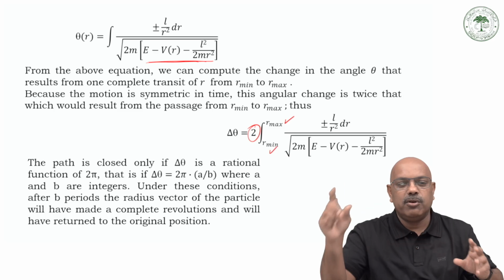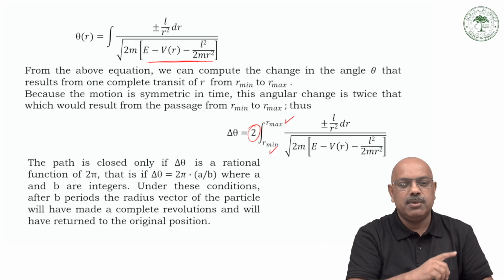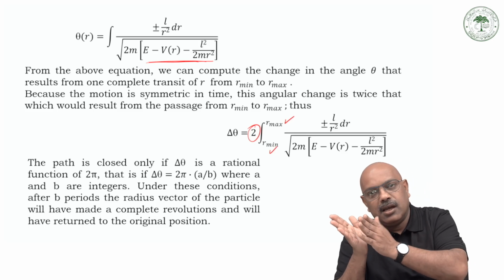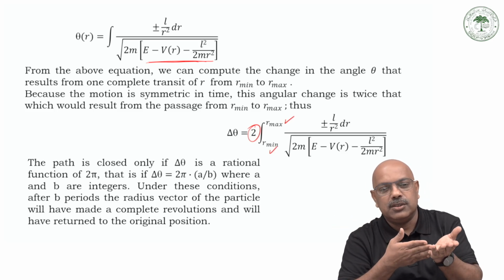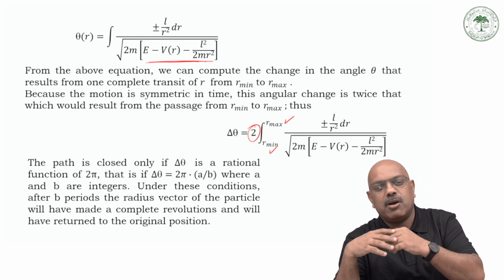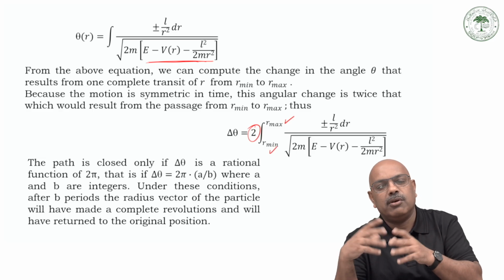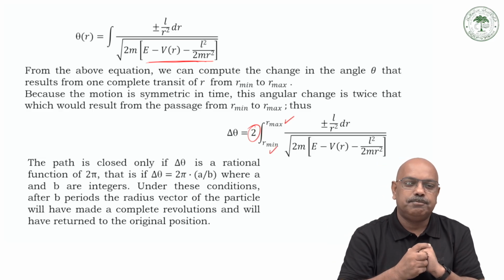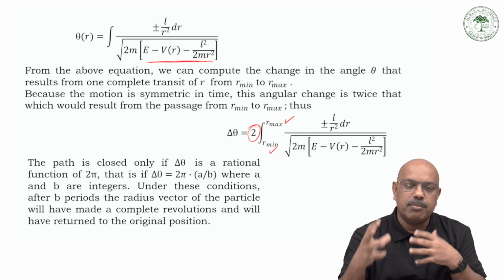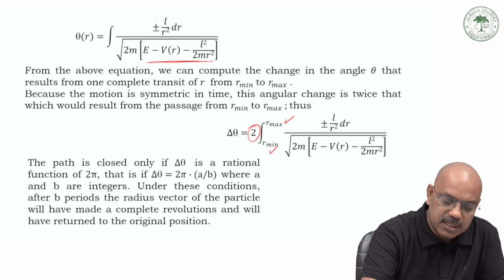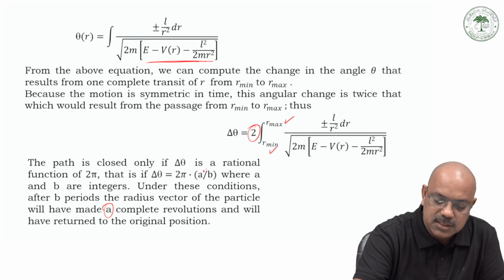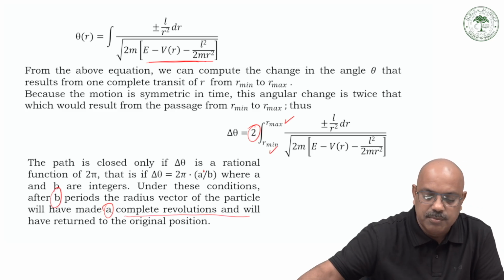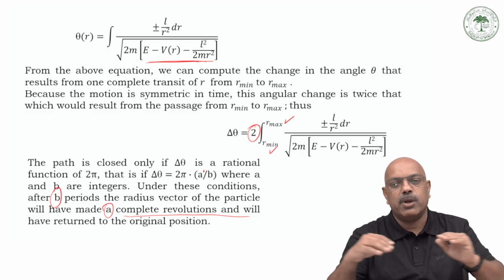So whatever the periodic motion, over b periods the radius vector goes between r maxima and r minima, and then you're going to have the complete revolution and will have returned to the original position. So this a is the number of complete rotations it will do for these b periods of the radius vector.